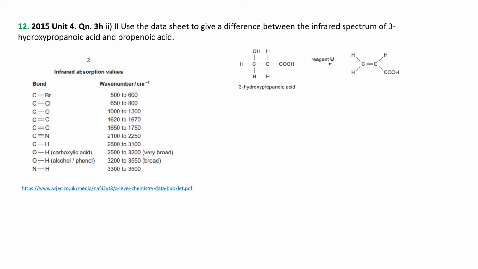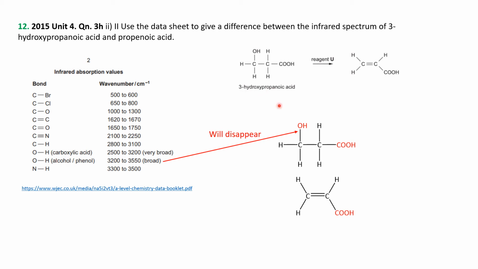So use the data sheet, there you go, to give a difference between the infrared spectrum of the 3-hydroxypropanoic acid and the propenoic acid. So there's the 3-hydroxypropanoic acid, that's the reactant, so you should start to see things associated with this disappearing. Here's the product, things should start to appear. Well, of course, you've got the acid group in both of those, you've got carbon hydrogens in both of those. What you have in the 3-hydroxypropanoic acid that you don't have in this is that nice broad OH peak, very, very diagnostic.